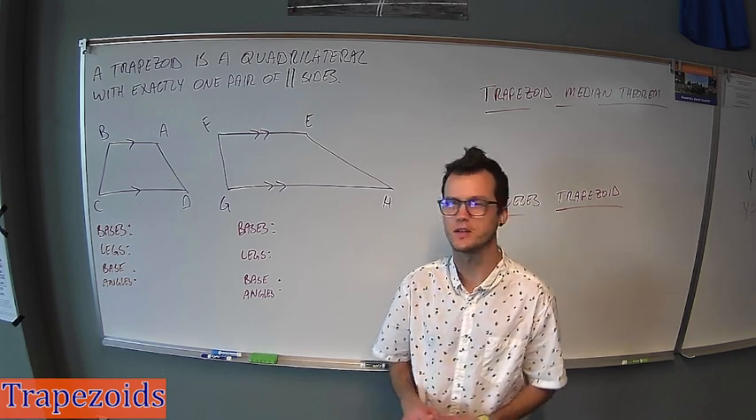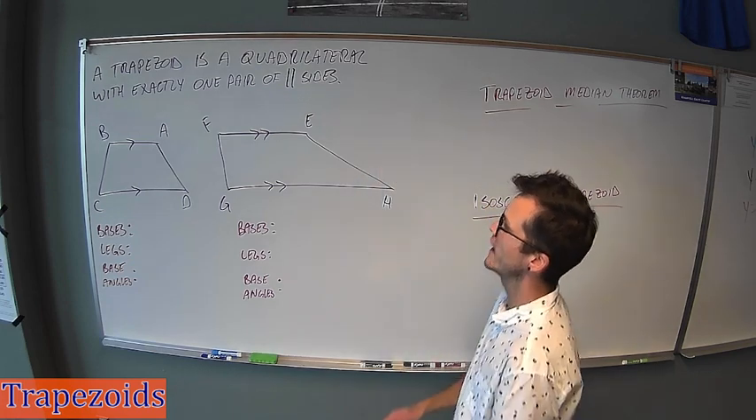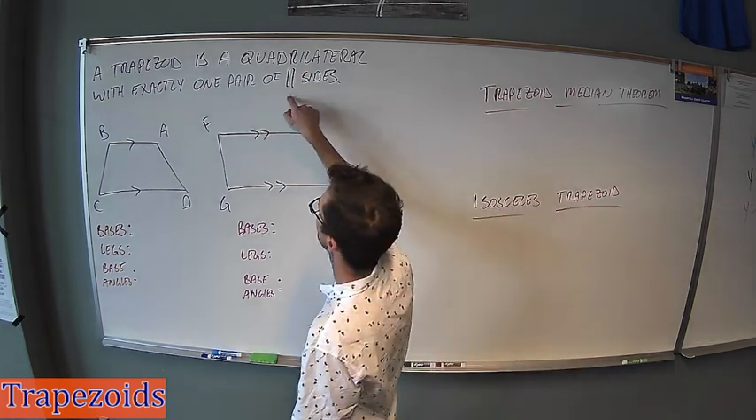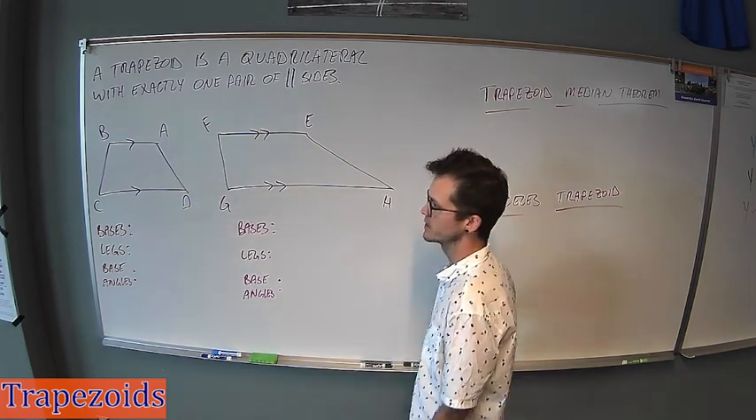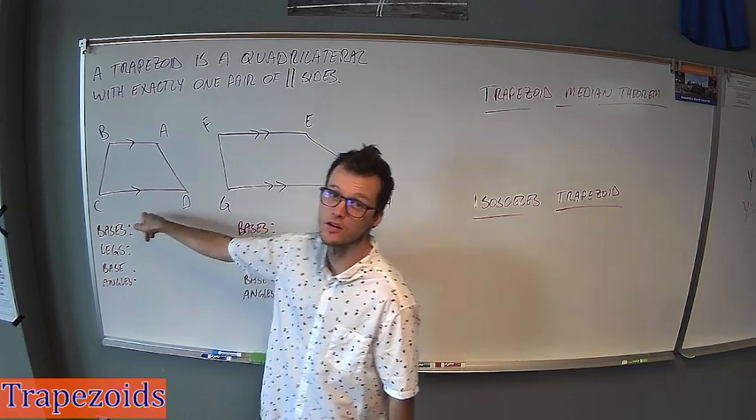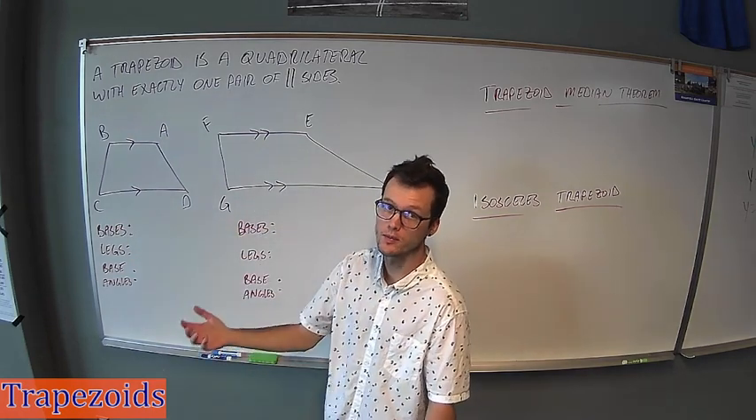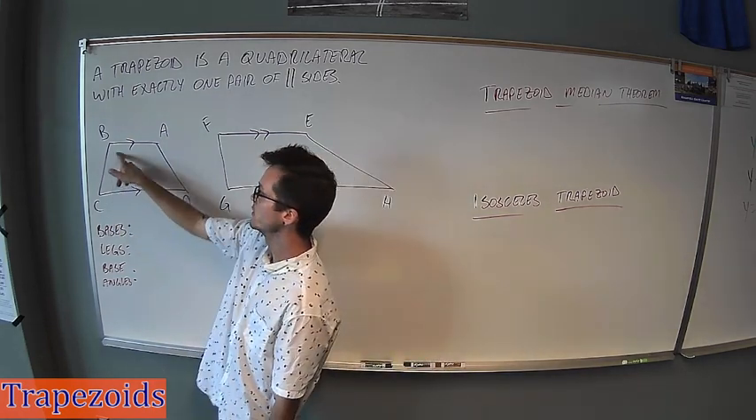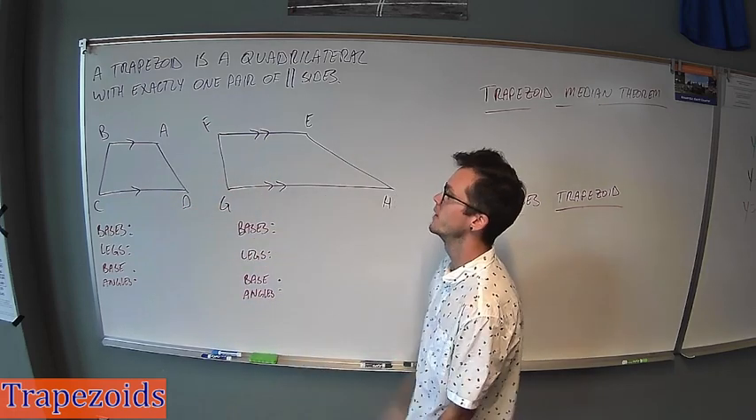What's up, team? Today we're talking trapezoids. Trapezoids are quadrilaterals with exactly one pair of parallel sides. I have two examples here. Trapezoid ABCD has sides AB and CD that are both parallel to one another. Therefore, it's a trapezoid. Notice how BC and AD are not parallel.